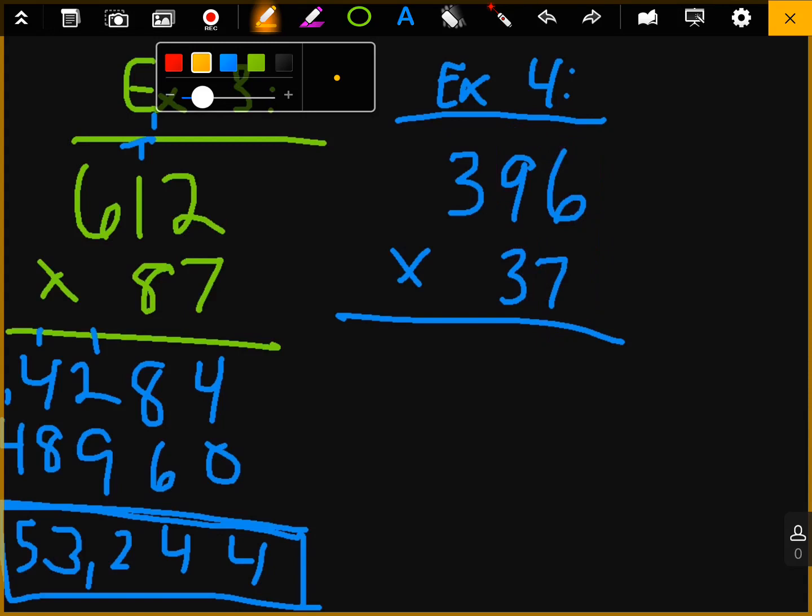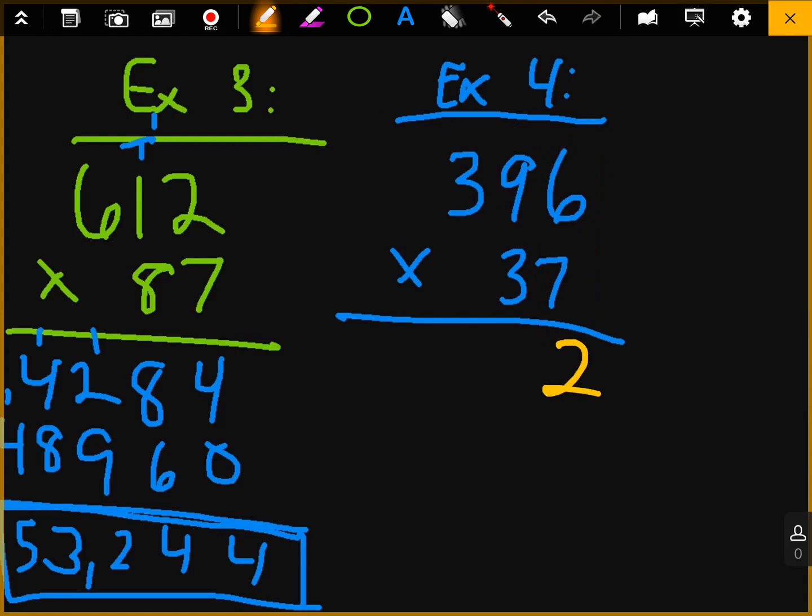So 7 times 6 is 42. 2 goes down there. 4 gets carried over. 7 times 9 is 63, plus the 4 makes it 67. 7 goes here. 6 gets carried over. I'm going to cross out that 4. 7 times 3 is 21, plus the 6 is 27.